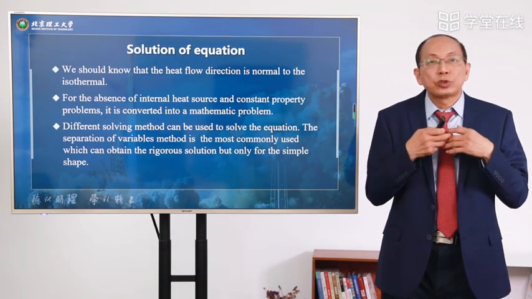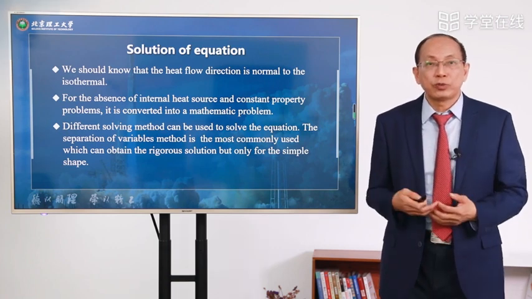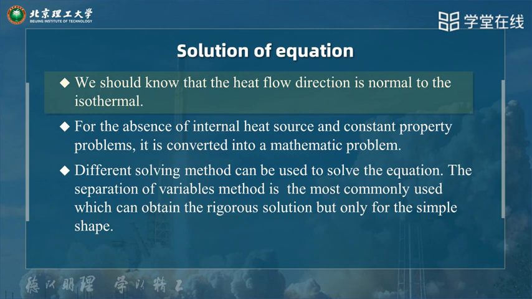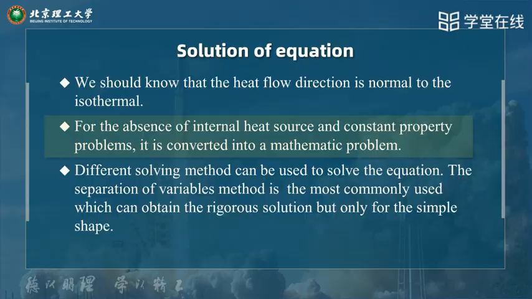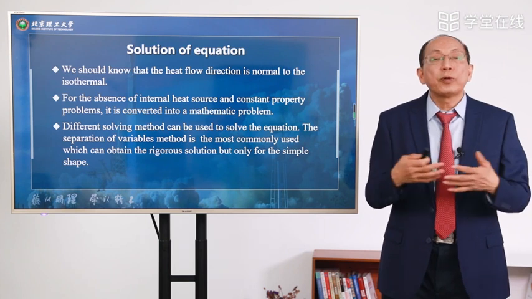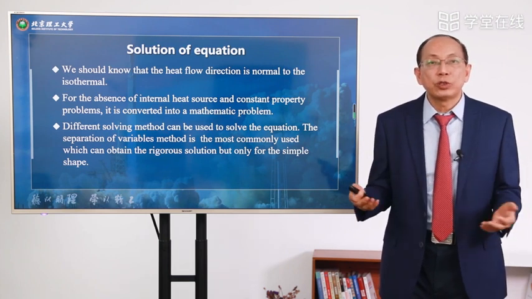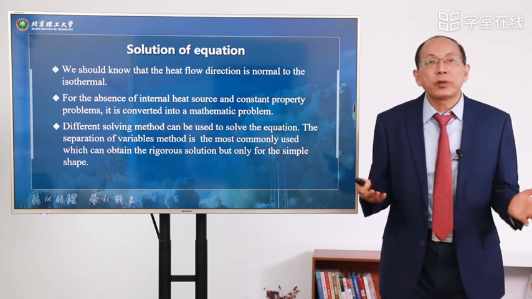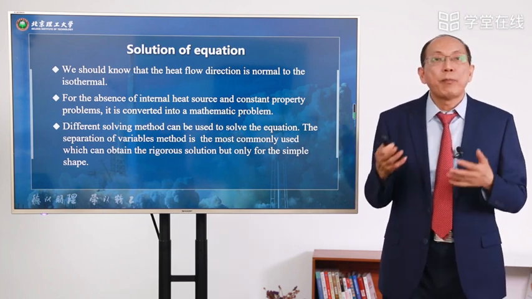How to solve this equation? We should know the heat flow direction is normal to the isothermal surface, the isothermal line. For absence of internal heat source and constant property problems, it is converted into a mathematical problem. If in the body there is no source and no property coefficient change, the problem is simple.